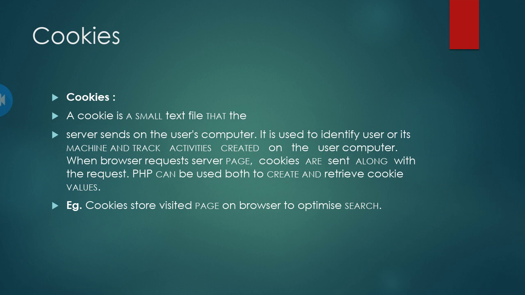The real life example of cookies is, for example, when you search for some particular website or web page, your information will be stored in your browser, because the server will send the information to the browser. When you again want to search that page, it will help you switch directly to that page, because it optimizes your search, as I told you. So PHP can be used to create and retrieve cookies. So we also make use of PHP in cookies.